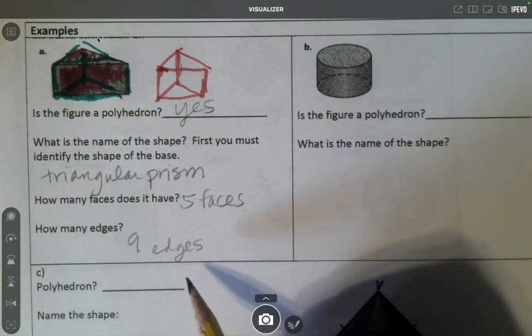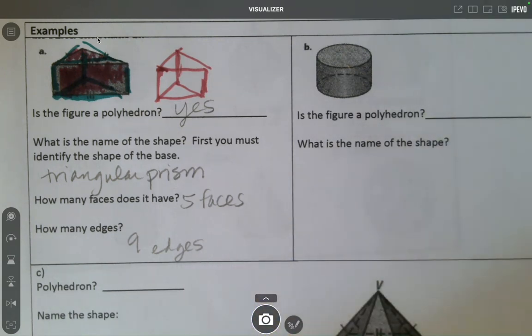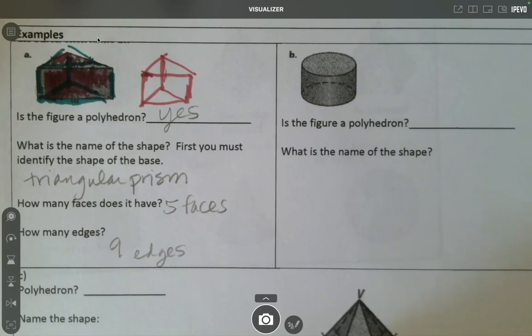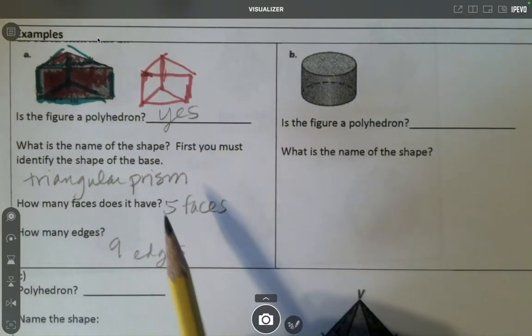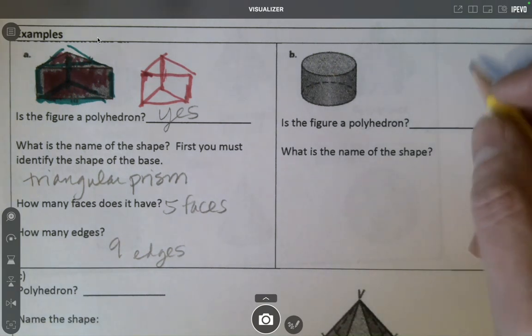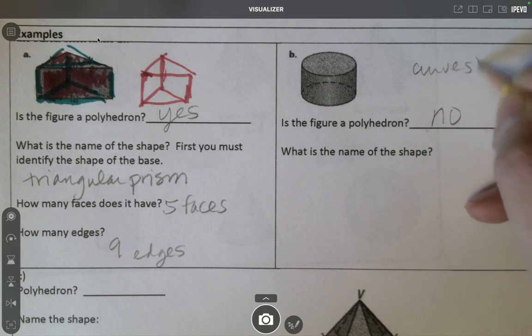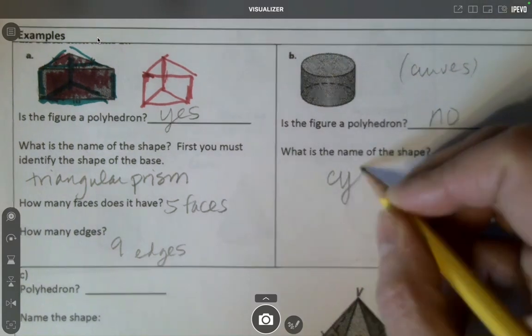You might see some patterns, but you're really going to have to think. It's not something that we're just going to memorize and say, oh, it's a square, now it's this many. We do need to count them. So is the next one a polyhedron? And the answer is going to be no, because of the curves, right? But its name is a cylinder.